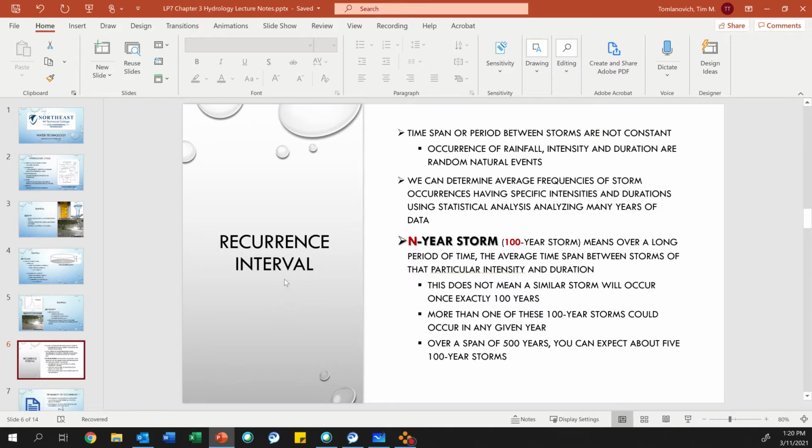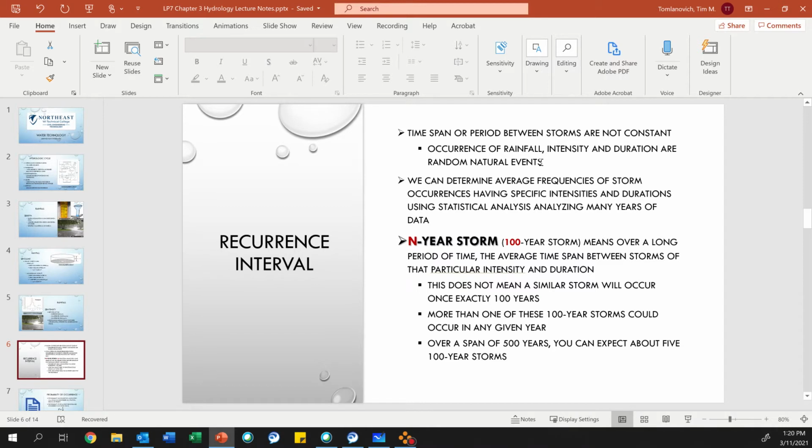Recurrence interval. All right, the time span or period between storms is not constant. Occurrence of rainfall, intensity, and duration are random natural events. So every single storm that happens typically is not repeated during a given year. Every storm is different. The duration is different. The intensity is different. However, it may be repeated somewhere else down the line. Okay, so that's what we call a recurrence interval or a return period.